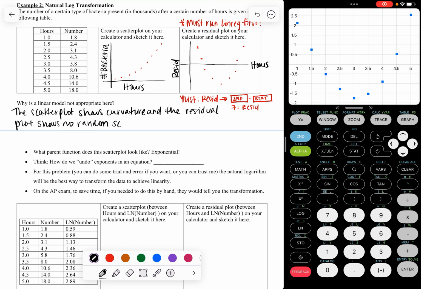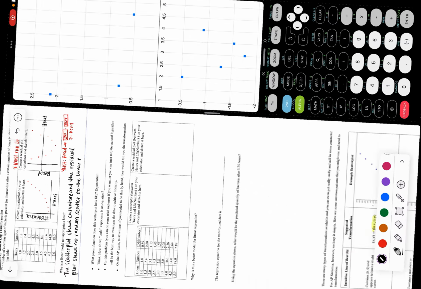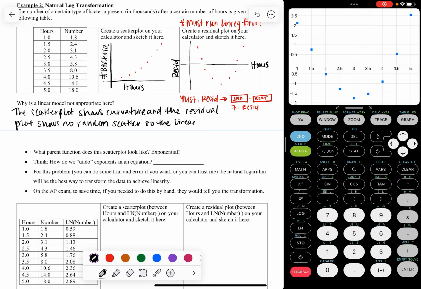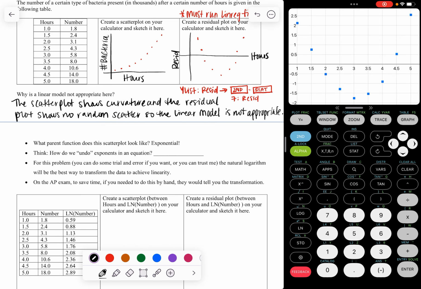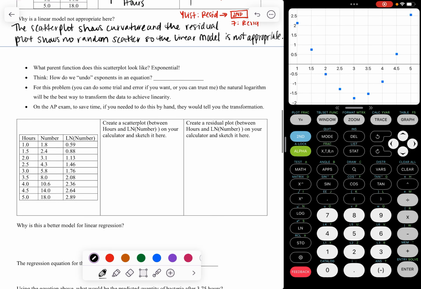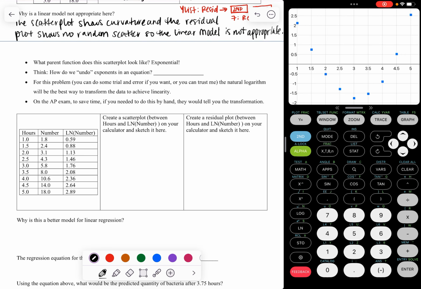So the linear model, oops, flip it back. Linear model is not appropriate. Okay, now what we can do is we can transform this data. And so this particular graph happens to look like an exponential model. And the best way to undo exponents in an equation, or exponentials, is to go in and take the log. So they're going to ask us to take the natural log of every single number that we have.